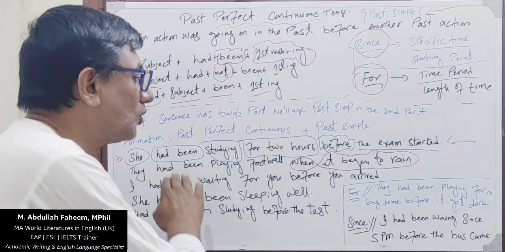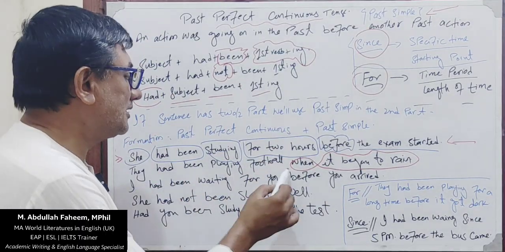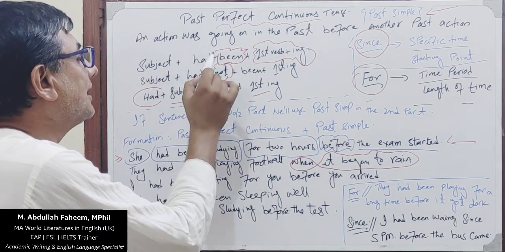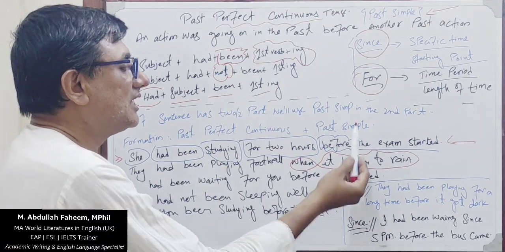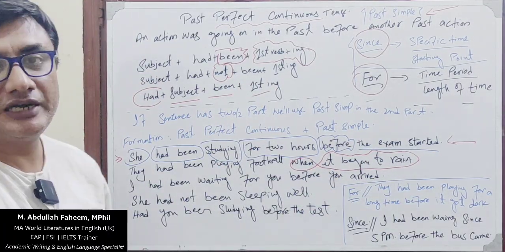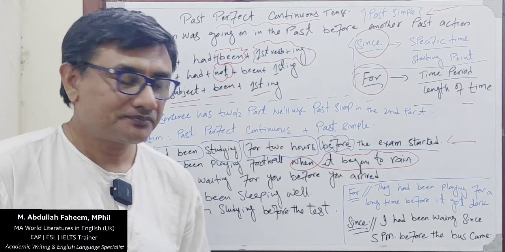This means both actions are interrelated. The first action will be translated according to past perfect. They had already been playing football, whatever it is, before it began to rain. यानी बारिश के शुरू होने से पहले, बारिश बाद में शुरू हुई.